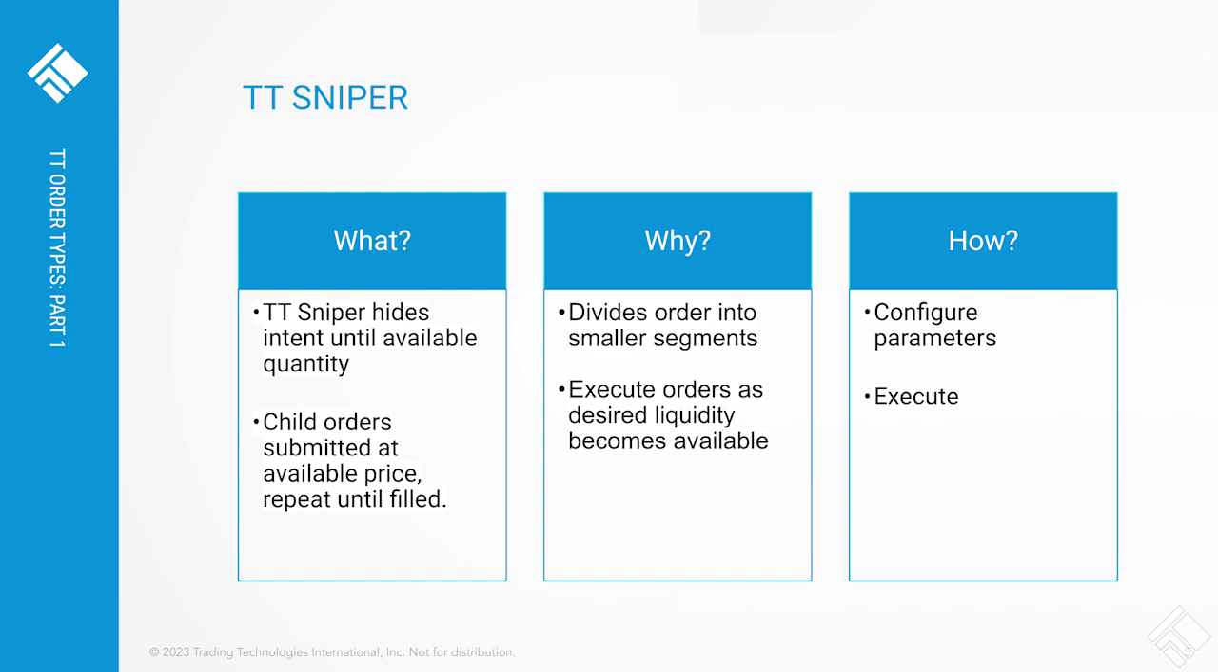If there is at least 1 lot available at this price or better, a child limit order will be submitted at this price with a quantity equal to the available or remaining quantity to execute, whichever is less. If the full child order quantity is not immediately filled, TT Sniper will cancel the balance and add the unfilled quantity back to the quantity remaining to be filled. It will repeat this until the total quantity is filled.